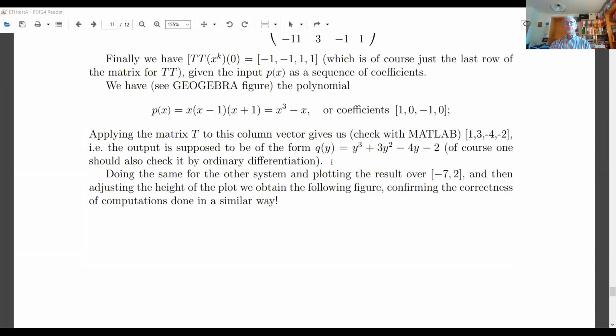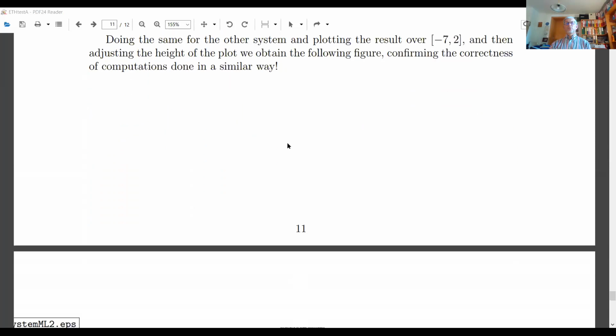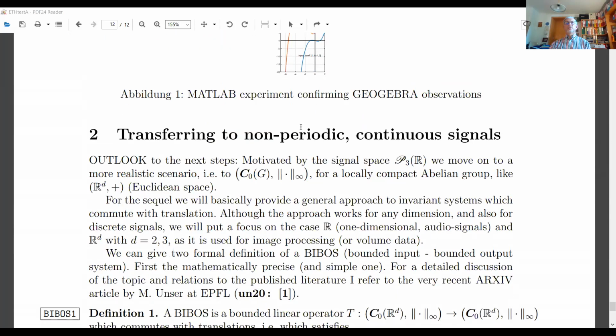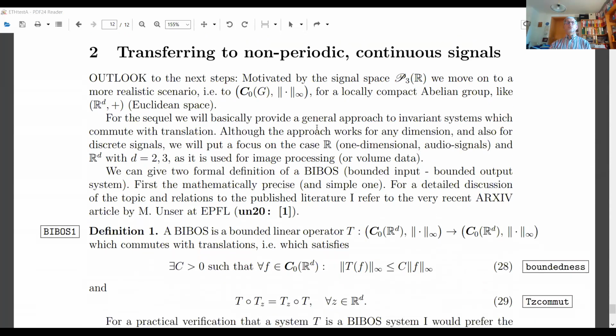Okay, so this is maybe a good point to switch over from the consideration of cubic polynomials to the actual interesting part, where this would be a motivation. And this is the situation of continuous non-periodic signals.